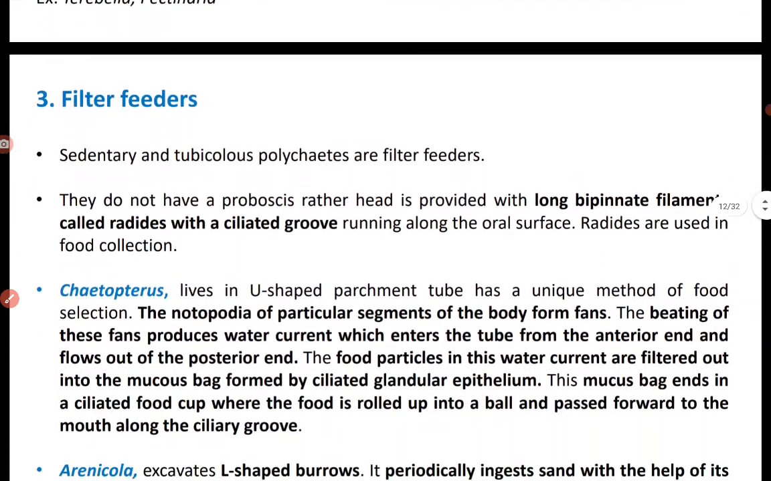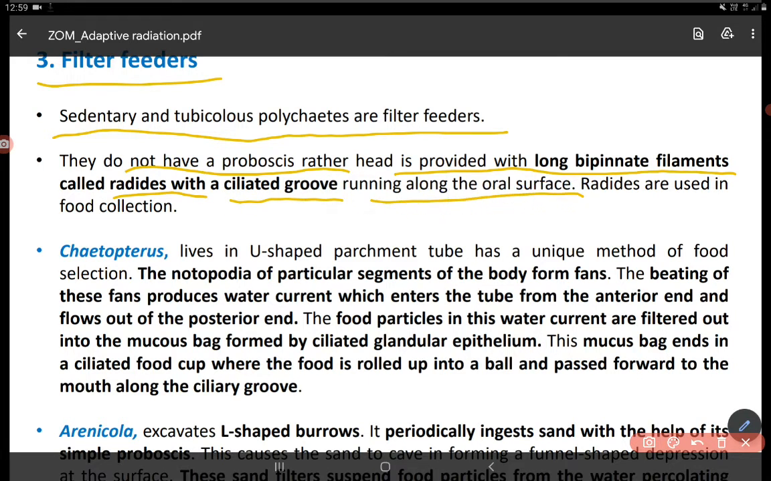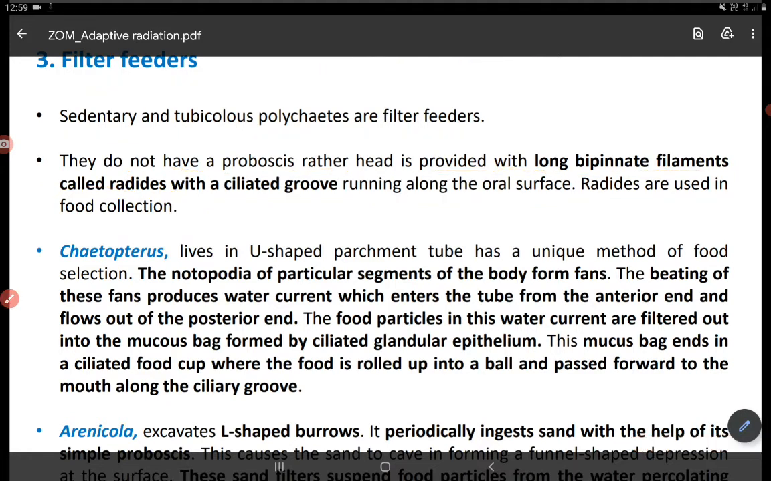The third is filter feeders. Raptorial feeders, detritus feeders, now there are filter feeders. So sedentary and tubicolous polychaetes are filter feeders. They do not have a proboscis, rather the head is provided with long bipinnate filaments called radioles, with a ciliated groove running along the oral surface. The radioles are used for food collection. We have several examples of this.